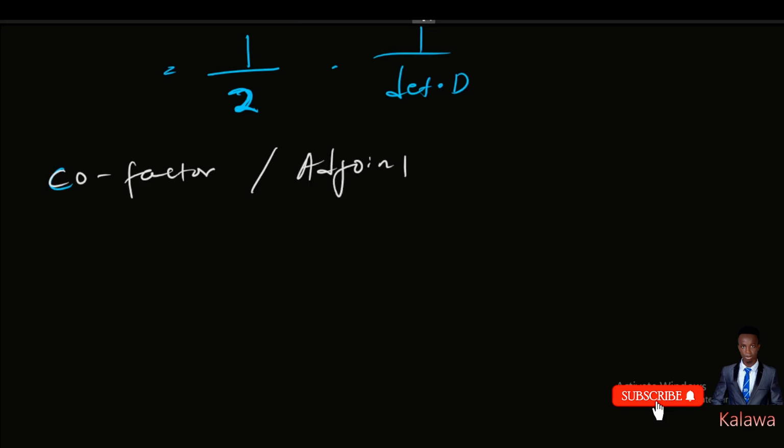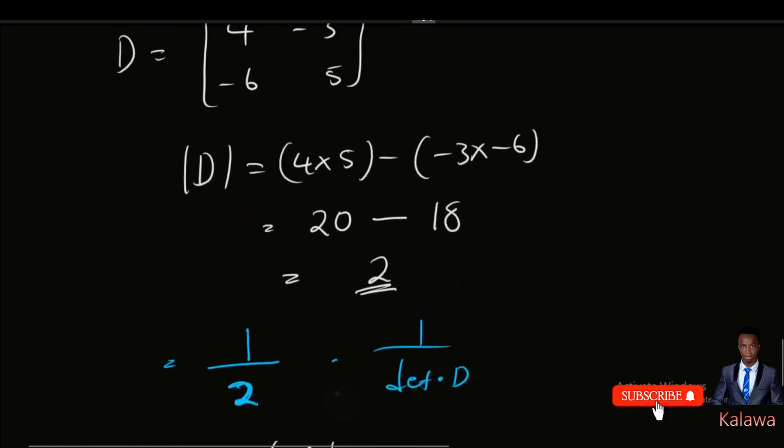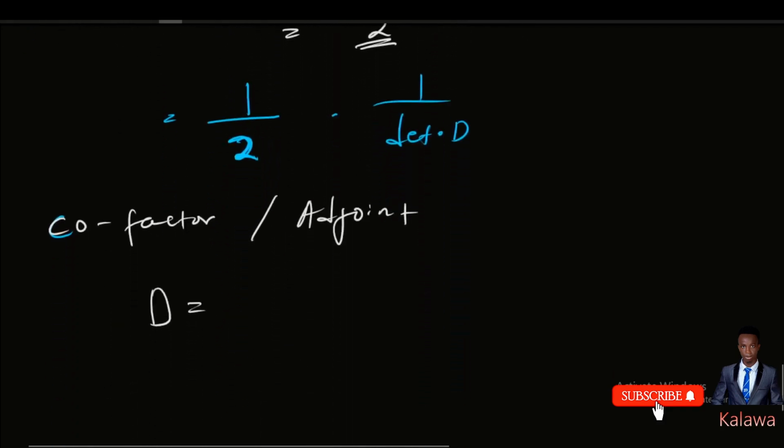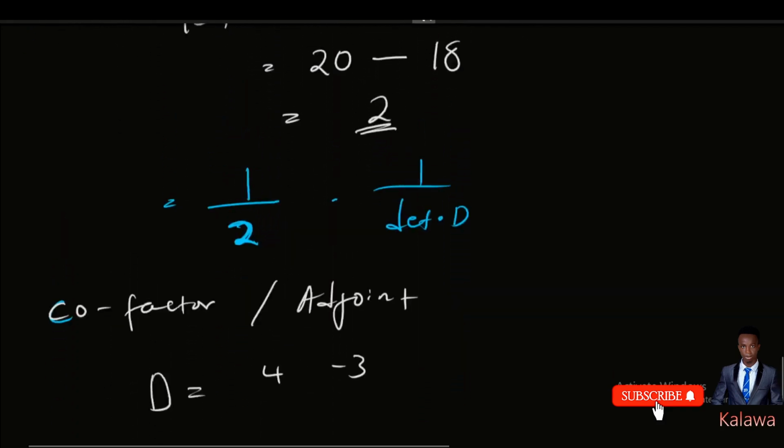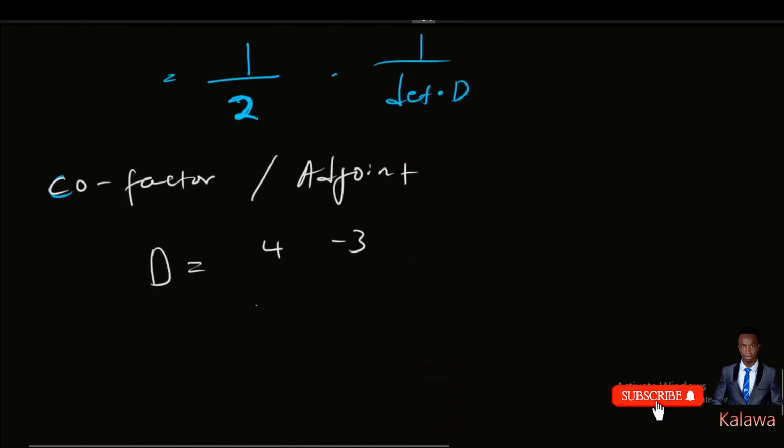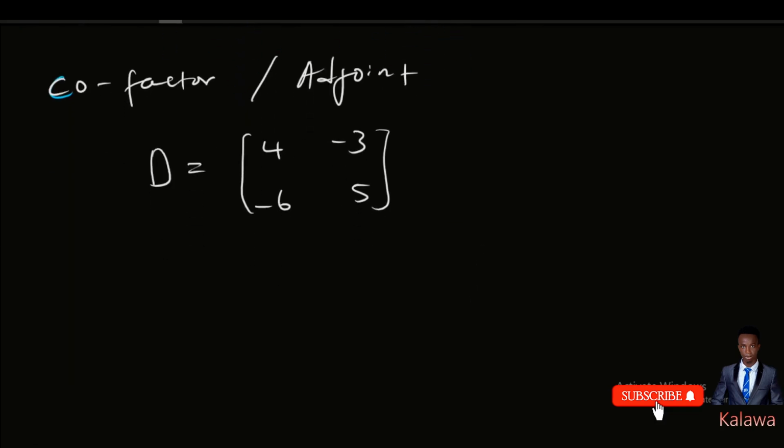The cofactor, we say the adjoint, or the adjoint from the matrix D, and the elements are 4, minus 3, minus 6, and 5. This is the element. So determine the cofactor here now. Remember, the first step is saying that we should interchange these two corresponding elements, A and D.